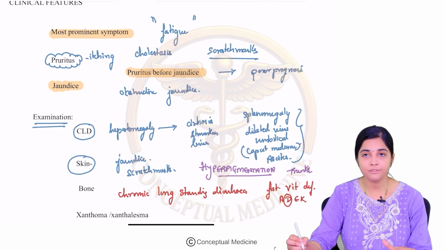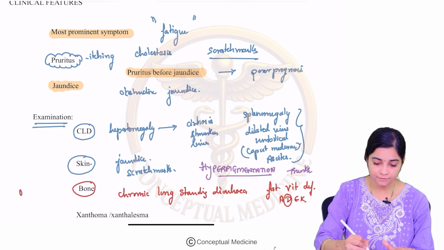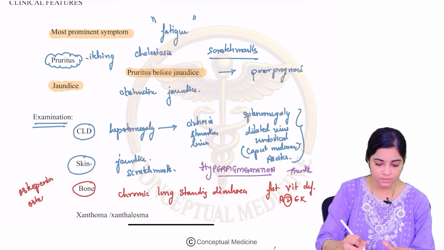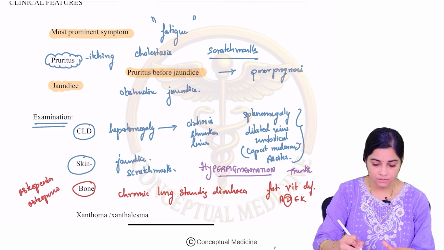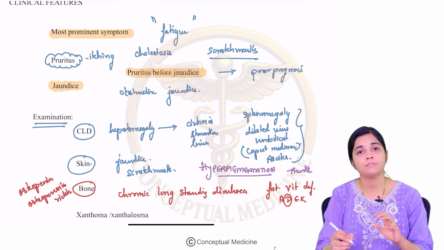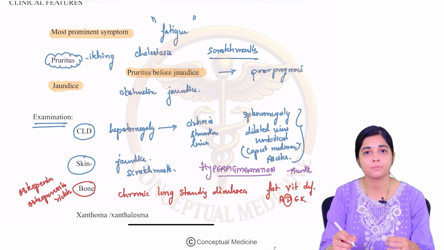Chronic vitamin D deficiency, what will happen? The bone will get affected. You can have osteopenia, you can have osteoporosis. You can also have rickets, and hence you will have very poor bone health, and it predisposes to fractures as well.